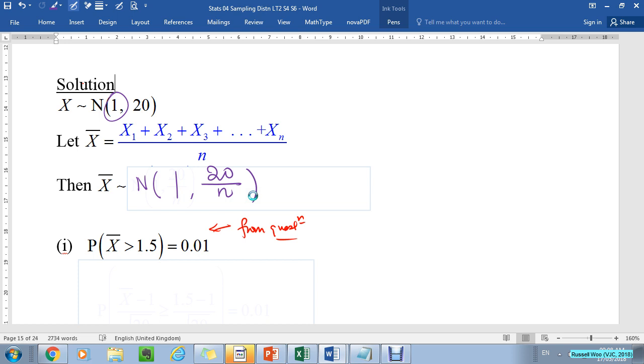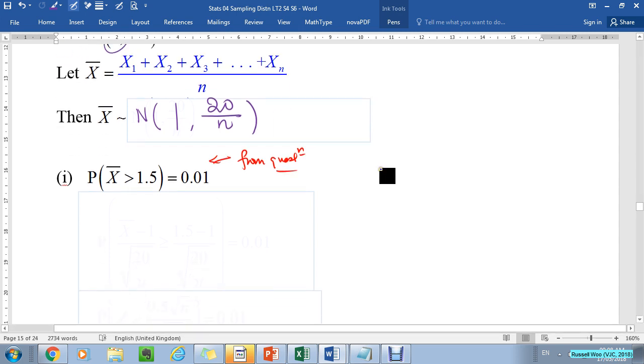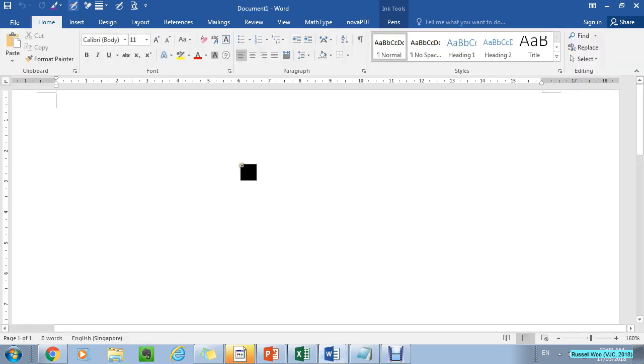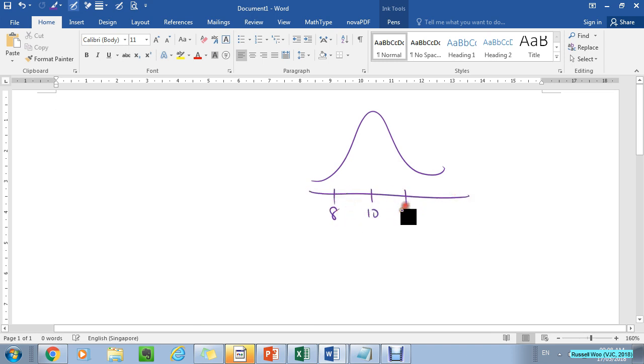Correct? Do we have any clue? Standardization. Use standard normal. Can you remember? Or cannot remember? Okay, let's try. Remember my example? Okay, I use another piece of paper. If this is X bar, if this is X, we have mean 10, X with mean 10, variance 2 squared.